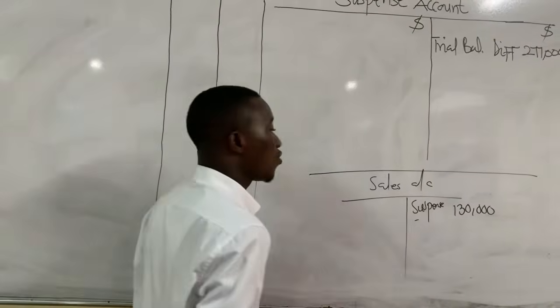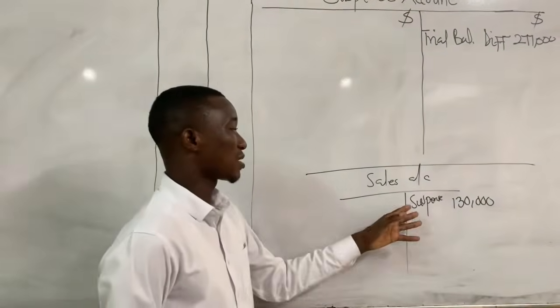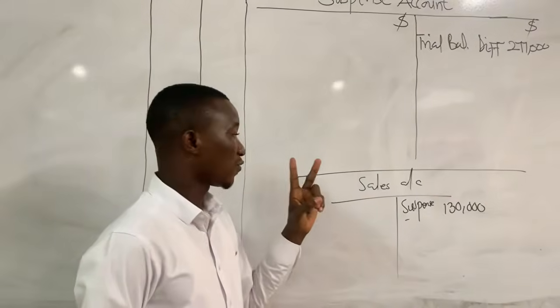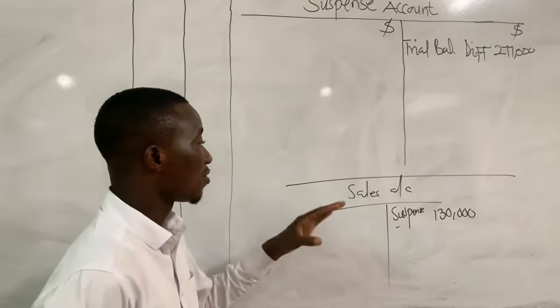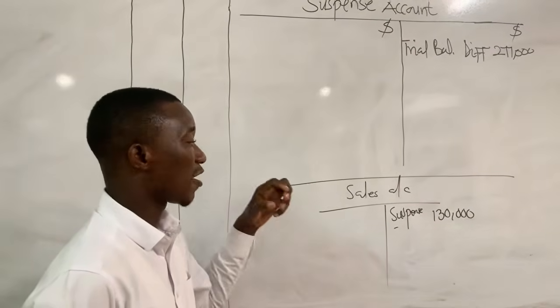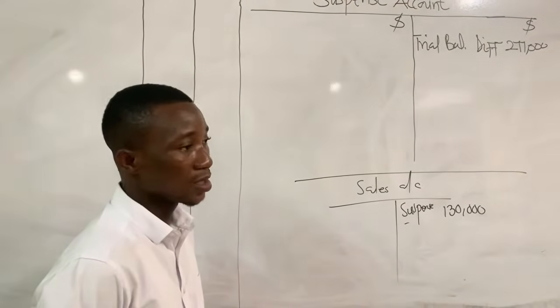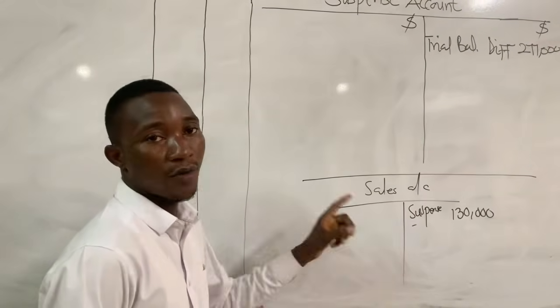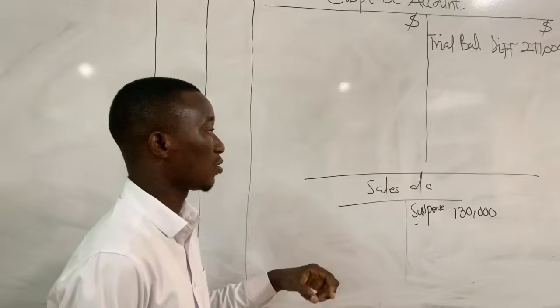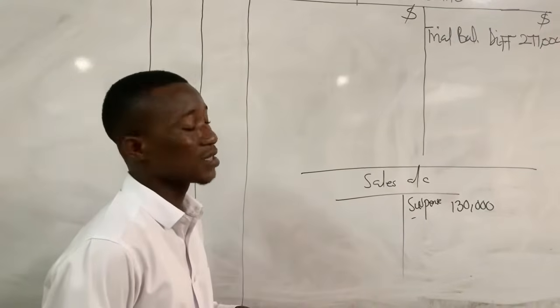The reason why I'm using the suspense account to correct this error, we have two basic reasons. One of the reasons is that this type of error affects the agreement of the trial balance. So all errors that affect the agreement of the trial balance need to be corrected with the help of the suspense account, or they should pass through the suspense account.